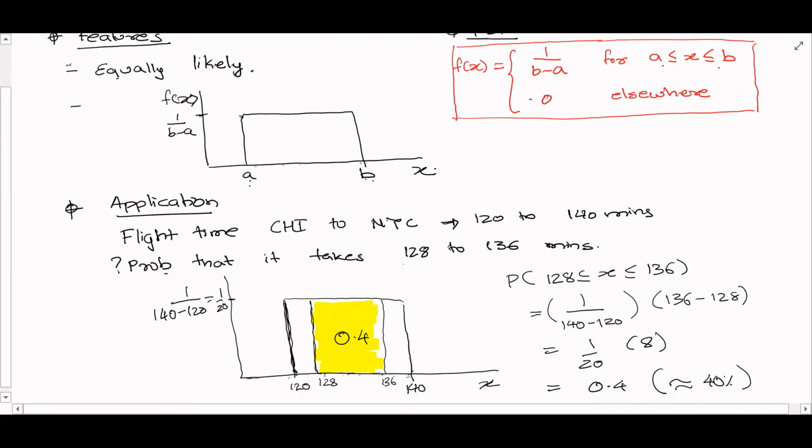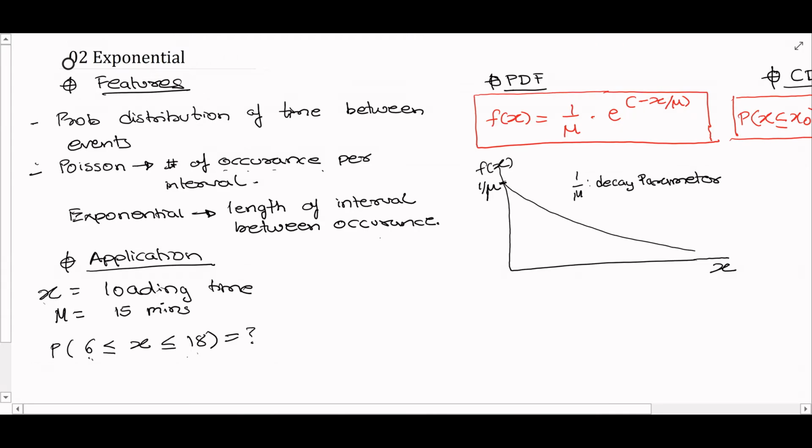The other type of continuous probability distribution is the exponential distribution. Exponential distribution is particularly useful when one is thinking about probability distribution of time between events. Whereas Poisson distribution is interested in the number of occurrences per interval, for the exponential distribution the interest is on the length of interval between occurrences. So here exponential is about the time between occurrences or events.